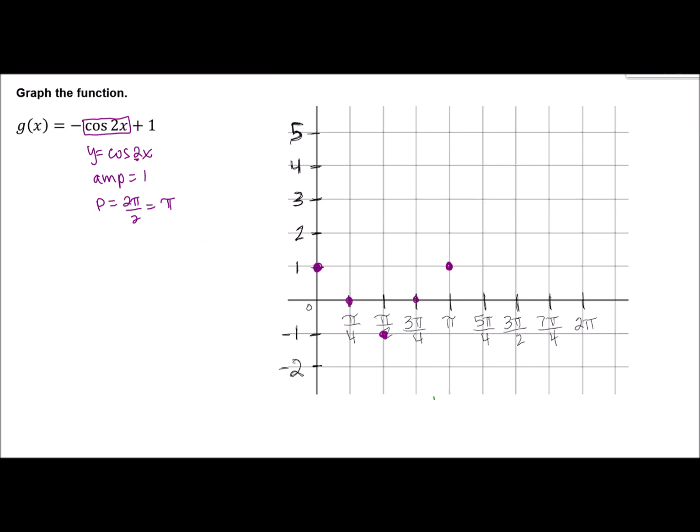All right, this right here is the reflection. So I'm going to take every point that's a maximum and make it a minimum. Intercept stays the same. Flip him over to the other side. Intercept. Flip him over. And there's the reflected one.